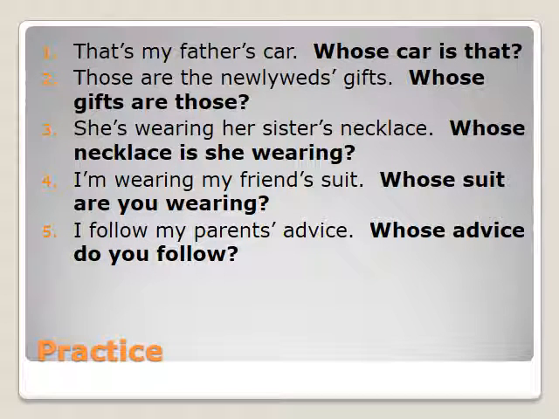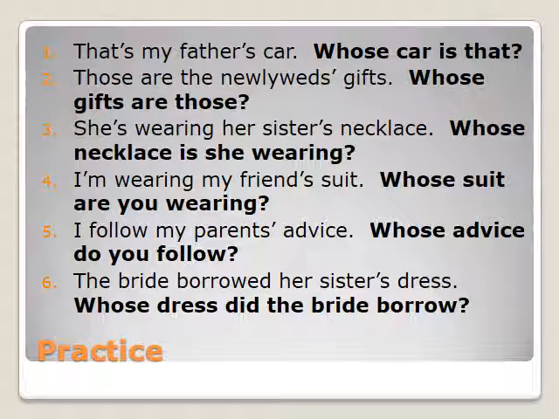I followed my parents' advice. Whose advice did you follow? The bride borrowed her sister's dress. Whose dress did the bride borrow?